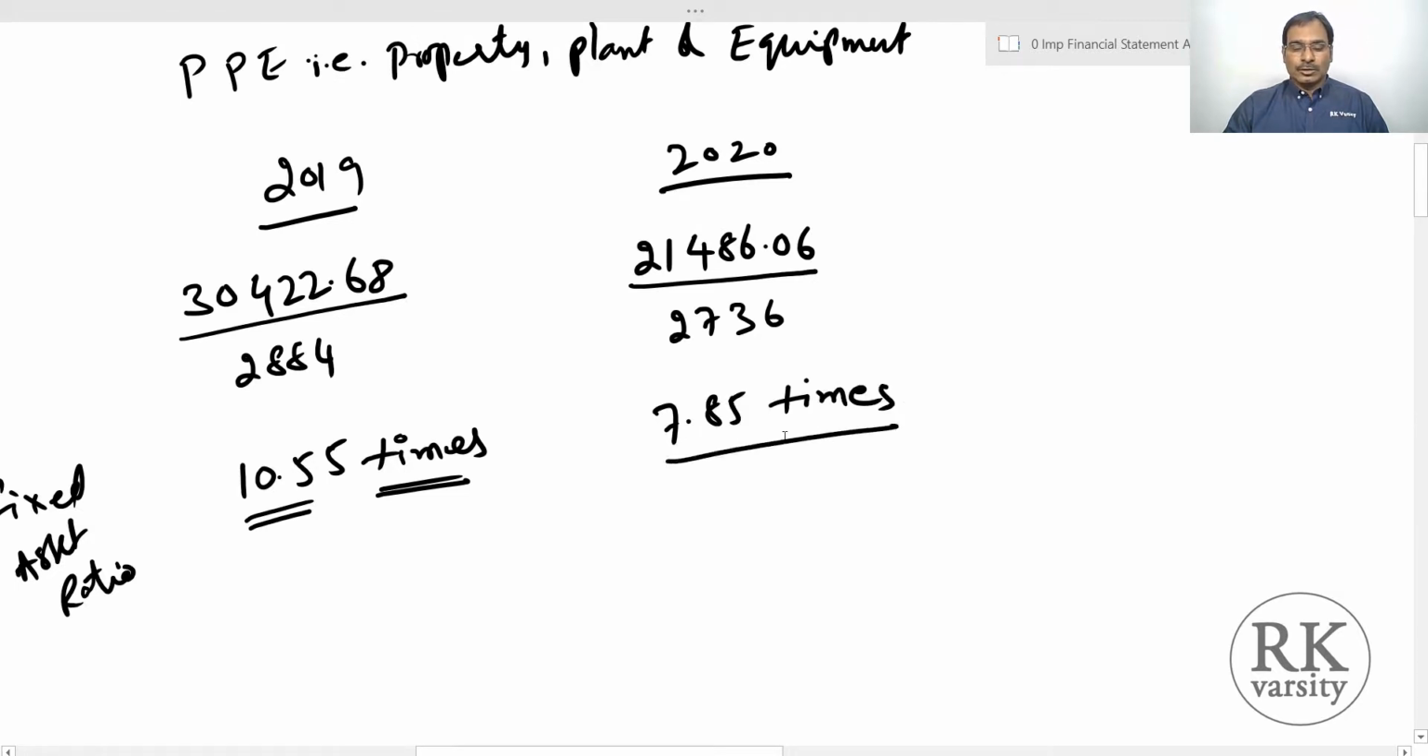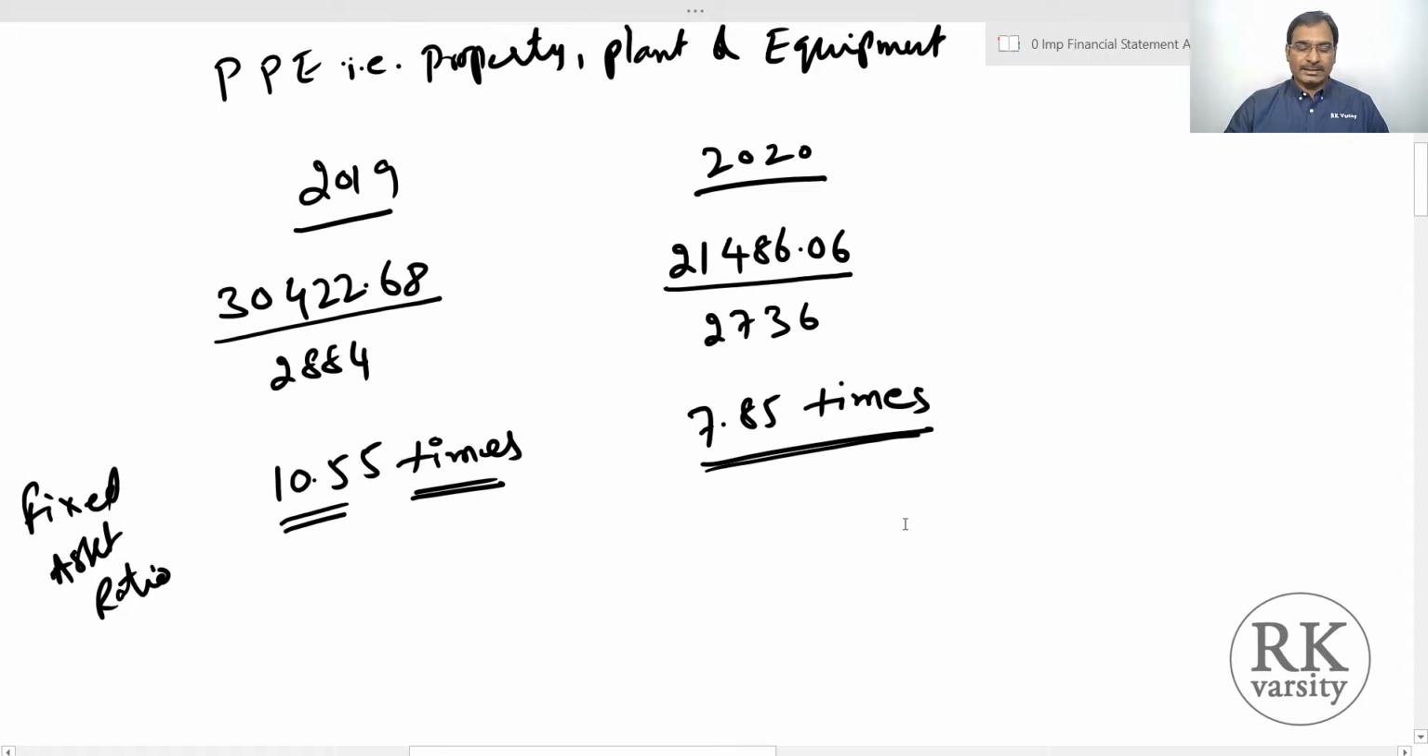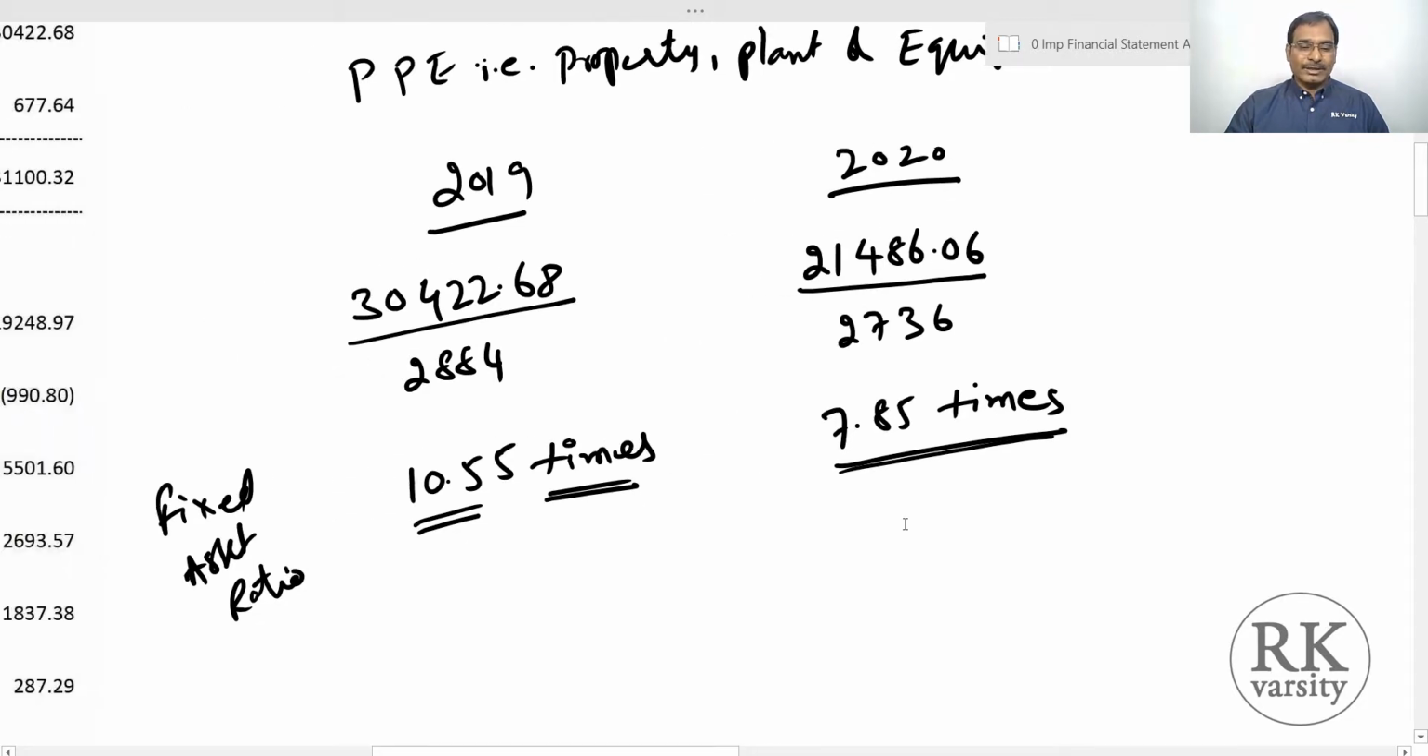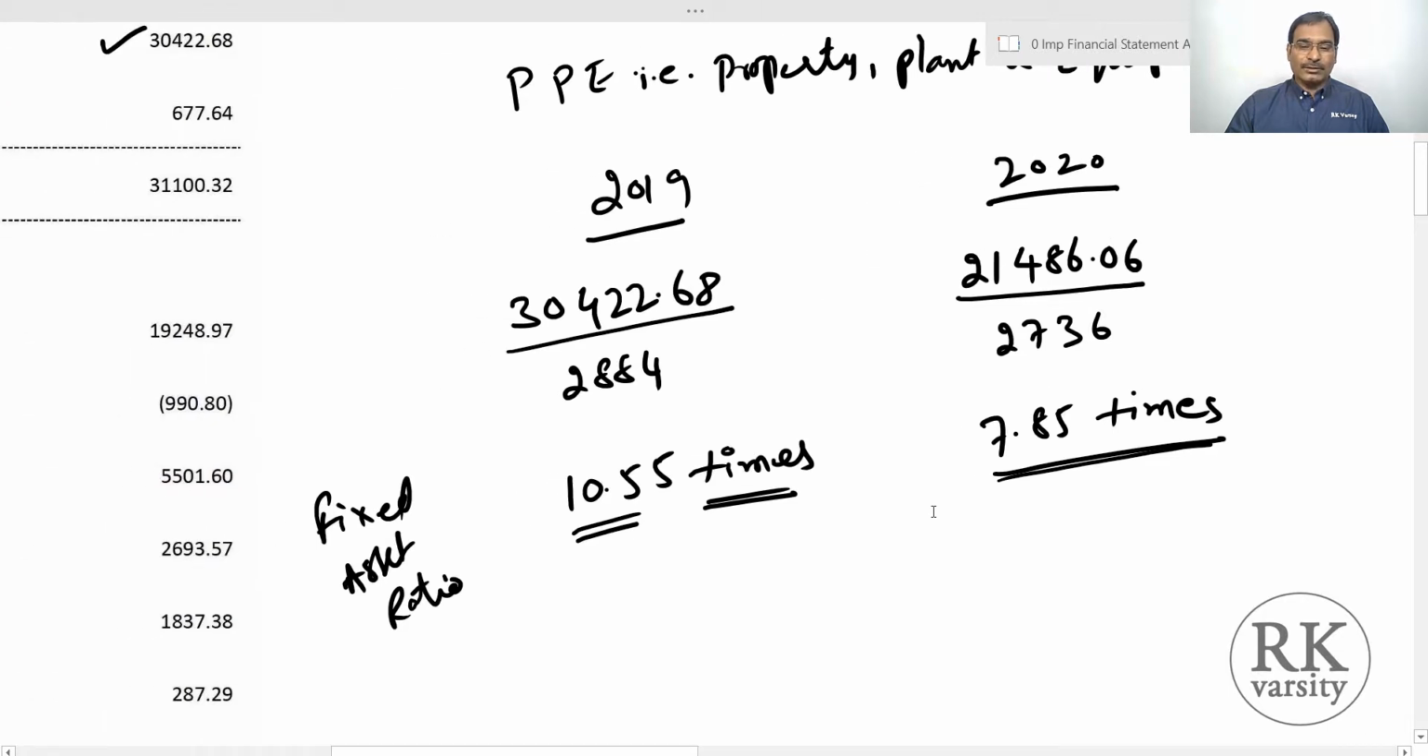Now what do this 10.55 times and 7.85 times indicate? The company is able to generate 10 times of revenue from its fixed assets. That means for every 1 rupee of investment in a fixed asset, the company generated 10 times of revenue from operations. But in financial year 2020, the company was able to generate only 7.85 times, that is about 8 times. So for every 1 rupee investment in fixed assets, the company was able to generate only 8 rupees as revenue from operations.